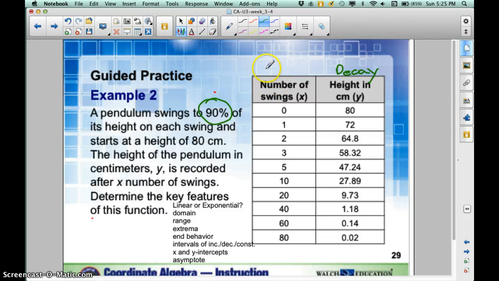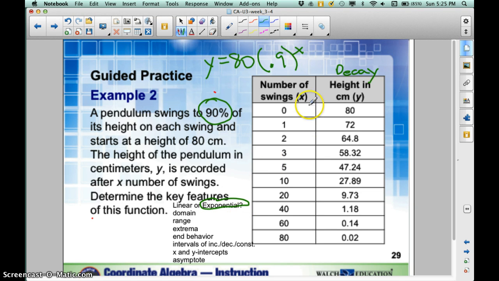All right, so we have a decay equation, and we can write it using our initial value, which they tell us is 80, and it's also our first one there. And we have 90% of its height, and so we're going to use 0.9 because we always change a percent to a decimal, to the power of x. So we've decided that this is exponential.